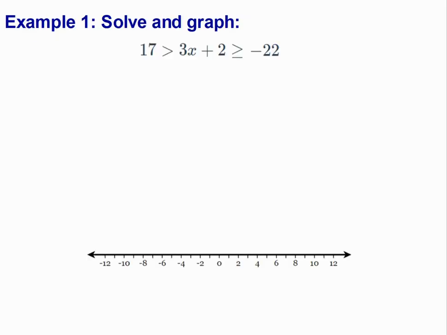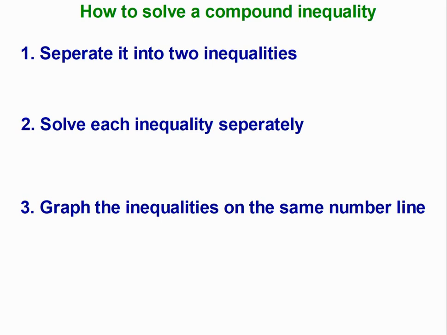So let's talk about how to solve and graph a compound inequality. To solve and graph a compound inequality, there are three steps. Step 1 is to separate your inequality into the two inequalities that you're going to solve. Step 2 is to solve each one of those inequalities separately. And then step 3 is to graph those inequalities on the same number line. So we're going to look at some examples and follow these steps.